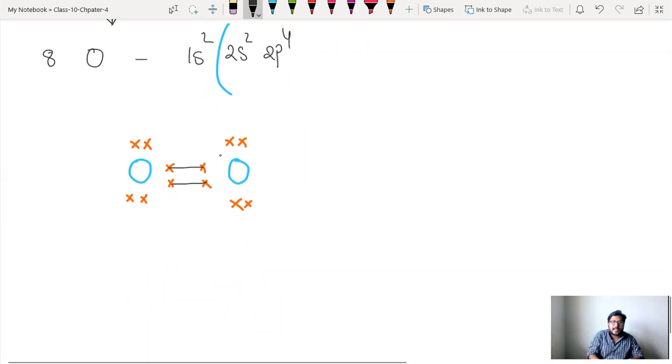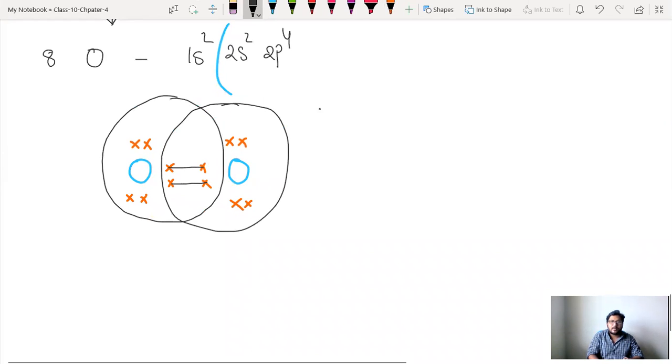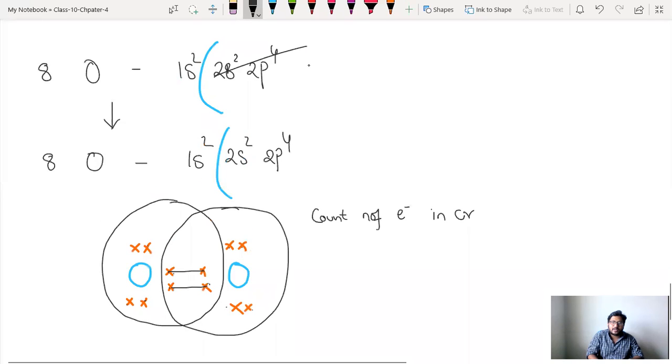Now you can expect a bond like this for this oxygen, and for this oxygen also you can draw like this. Now try to count the number of electrons in the circle. 1, 2, 3, 4, 5, 6, 7, 8. In the circle, 1, 2, 3, 4, 5, 6, 7, 8. 8 means octet. Now this 6 has become 8. This 6 has become 8. Now 8 plus 2, 10. Stable.